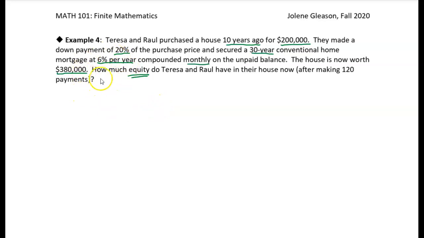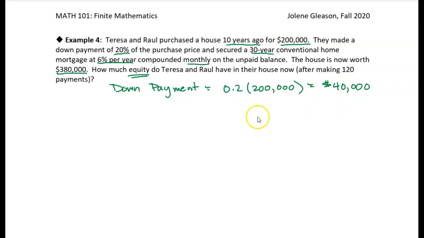First thing we need to do is figure out what their monthly payments are. Because they bought this house 10 years ago and put a down payment on it, there's a lot going on. They bought the house for $200,000, but they didn't take out a loan for $200,000 because they made a down payment of 20%. So let's figure out the down payment first. It's 20%, so 0.2 times $200,000. When I multiply that out, I get $40,000. So their down payment was $40,000.